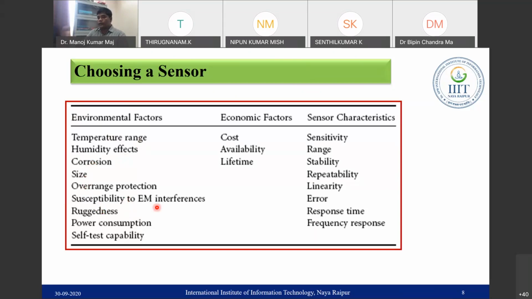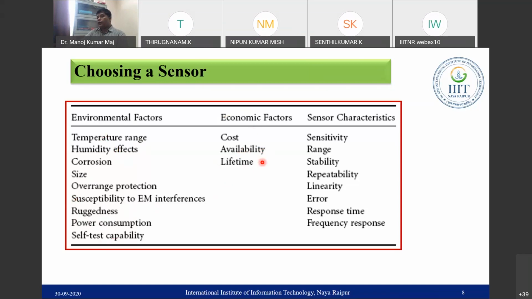So we have to always think about the EM interferences, the resistance, that is the current called the rigidness, your power consumption, and your self-test capability. So these are actually some of the environmental factors that we have to look after for choosing a sensor. Then some of the economic factors like my cost has to be minimized, my availability should be introduced there, and the lifetime, that is how much time it can be acted.